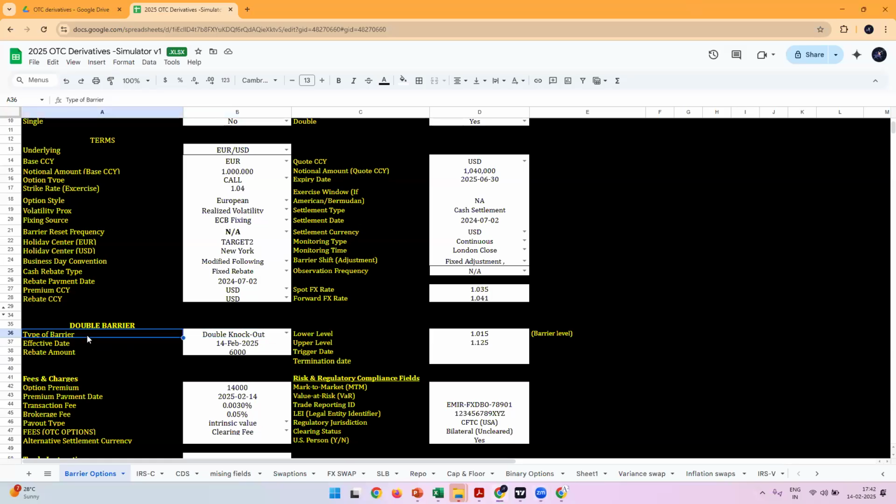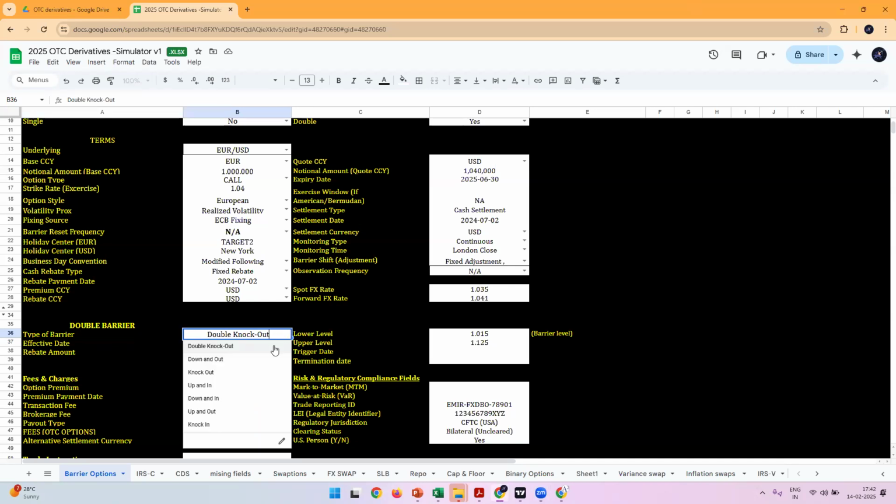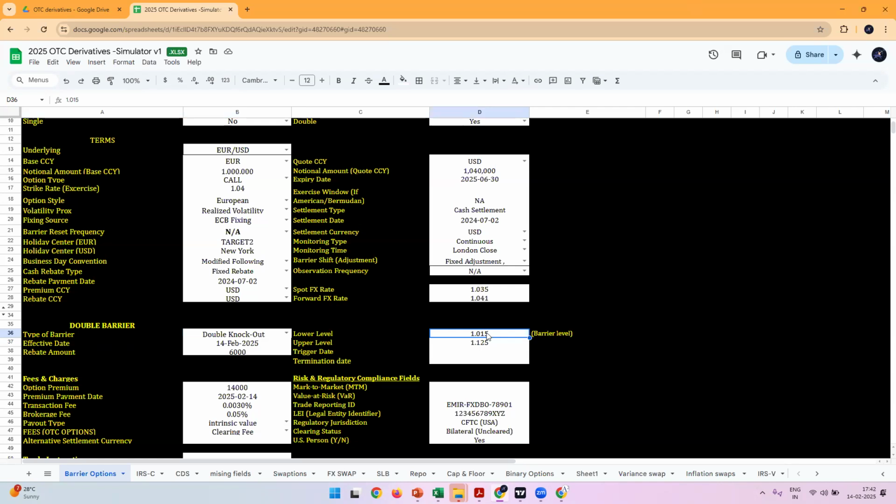So what we do here is type the type of the barrier. This is the most important. You can see double knockout. That means if the lower level gets breached or the upper level is breached, then this option would become inactive. That means the holder cannot receive the payoff. He will be entitled only to the rebate amount.